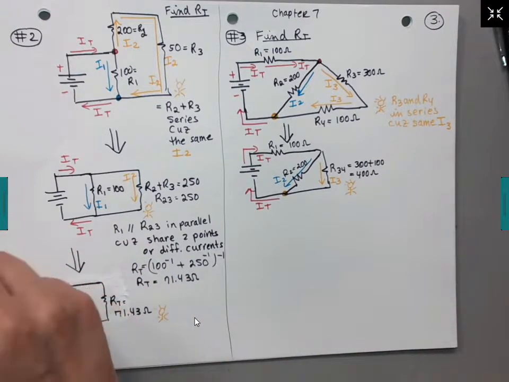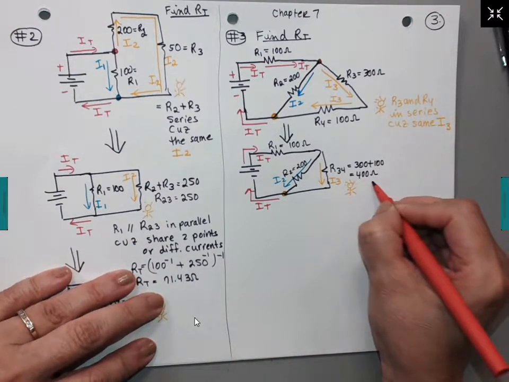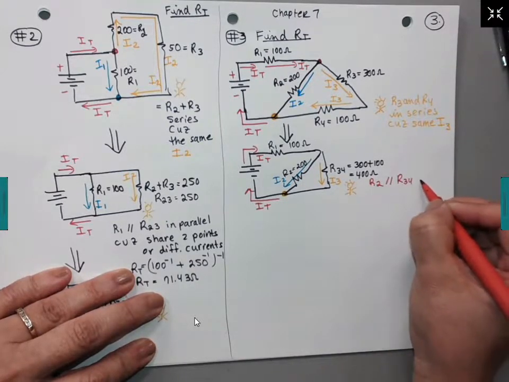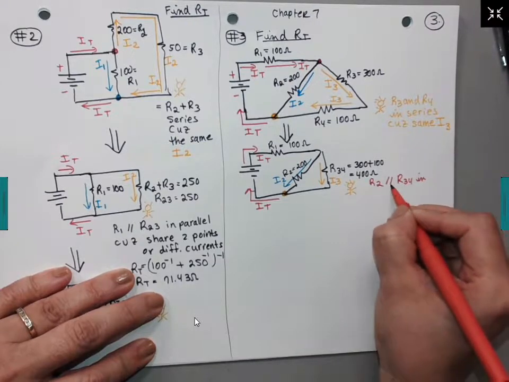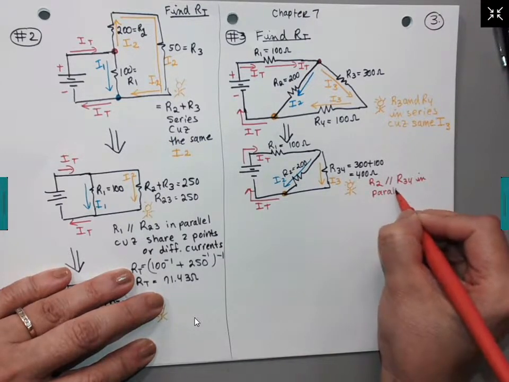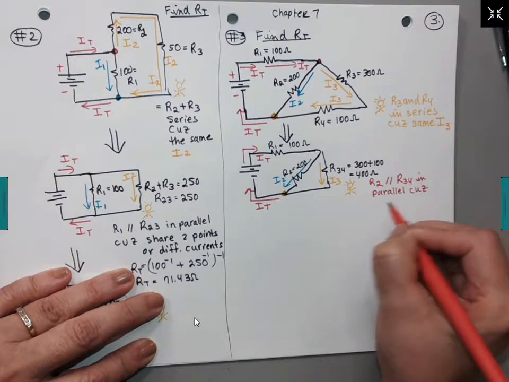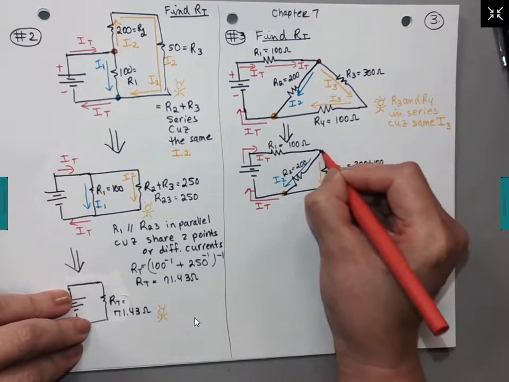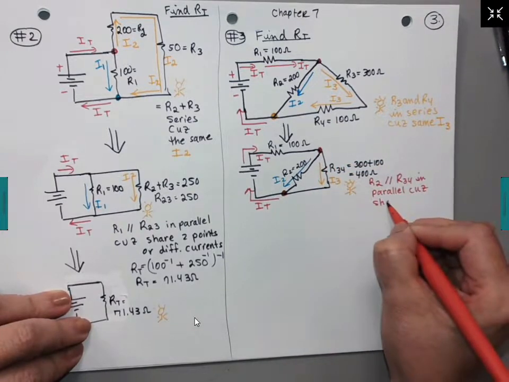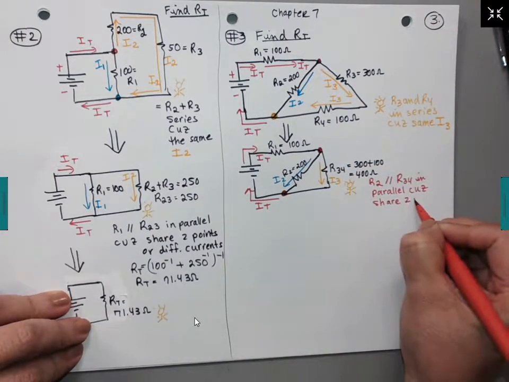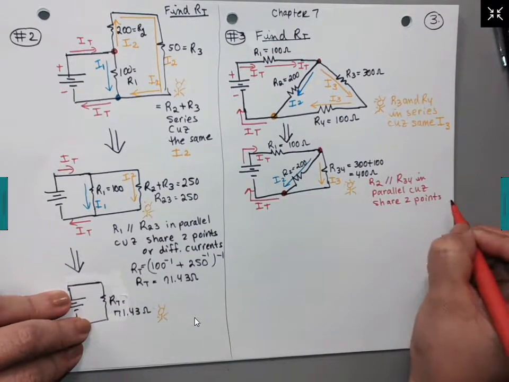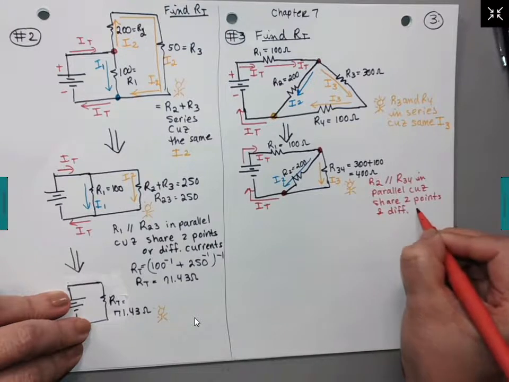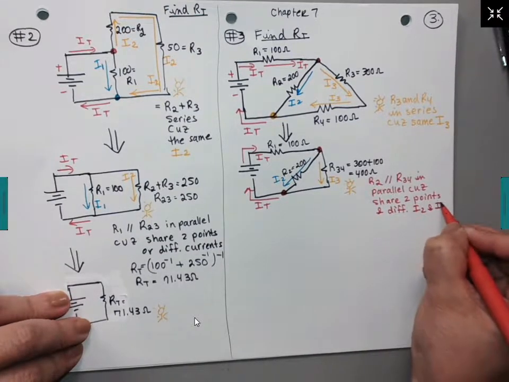So right here, my little guy is telling me that R2 is in parallel with R3, 4. They're in parallel. That means parallel, but I'll just write it out. Because they share a common node. I like that. They share a common node, that guy and right there. Share 2 points. And they have different currents, I2 and I3.